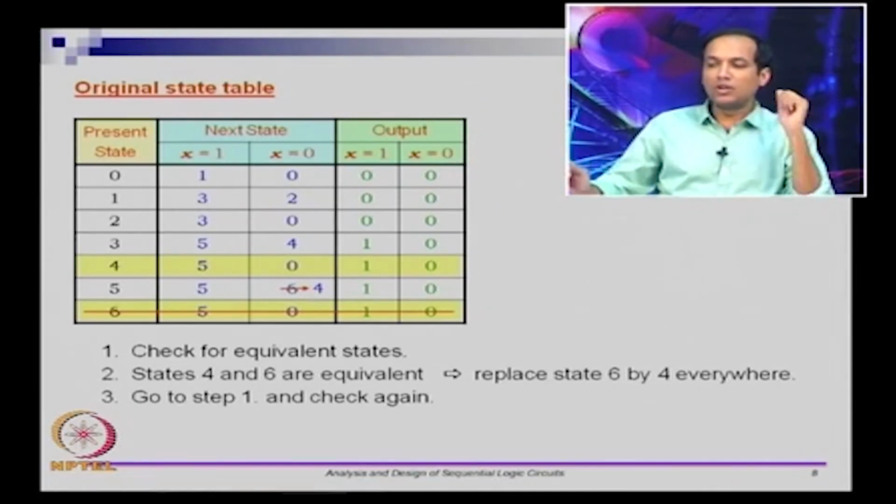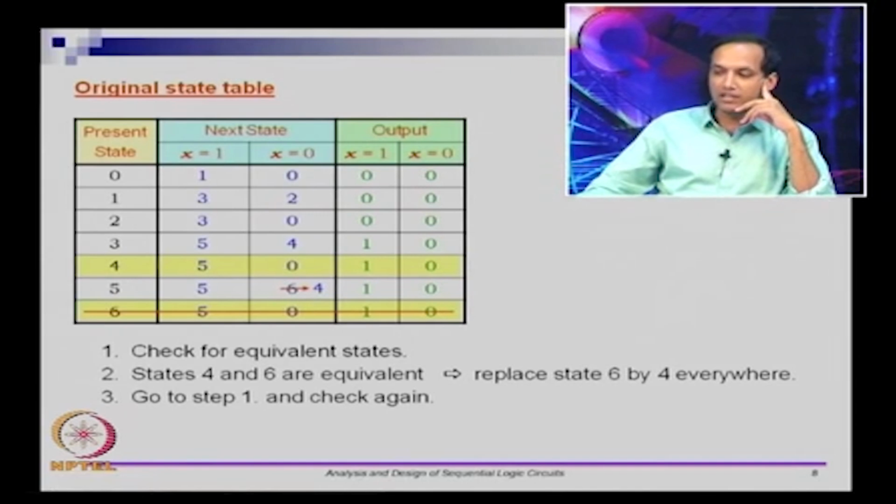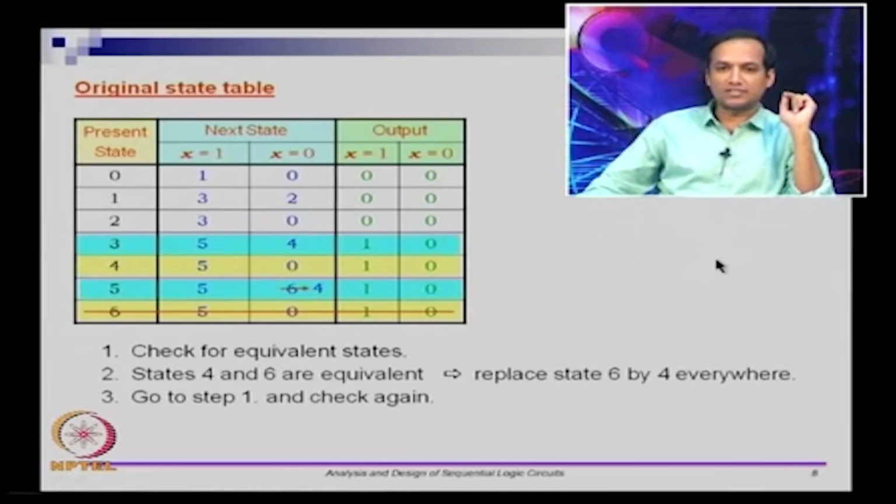Now once more I go and check if there are things which are equivalent. So now let us look at this. It looks like 3 and 5 are going to state 5 on input 1, state 4 on input 0, because earlier it was going to 4 and 6, but now 4 and 6 we have established that they are equivalent, which means they are going to the same state on x equal to 0. They both seem to produce 1, 0 as the output. So this makes state 3 and state 5 also equivalent, right.